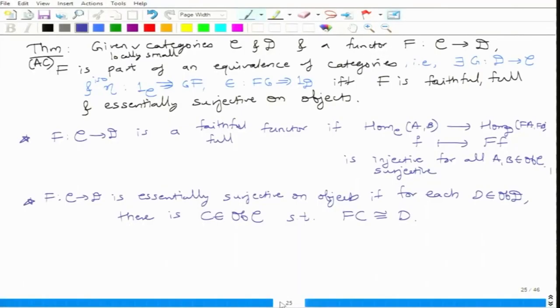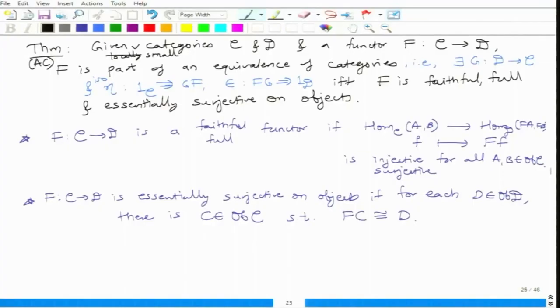Okay, so last time we made a tiny little mistake. This theorem, in which we are going to use the axiom of choice, we don't want to talk about locally small categories, but rather just small categories. So I'm going to make that change, and then we can start with the proof. Let me remind you what the theorem is.